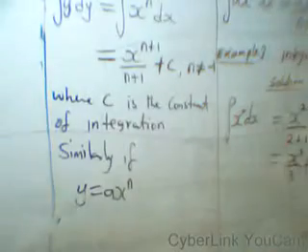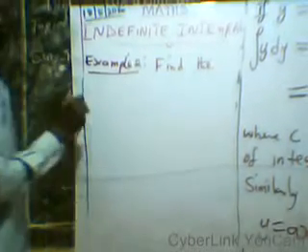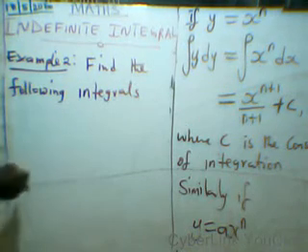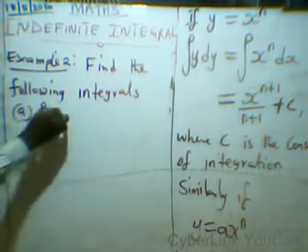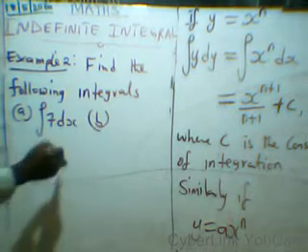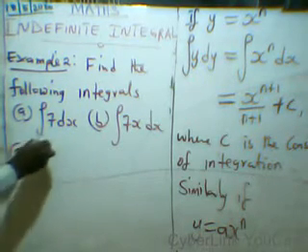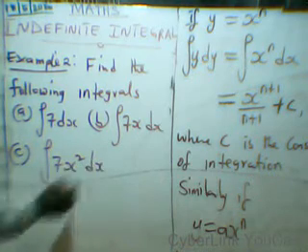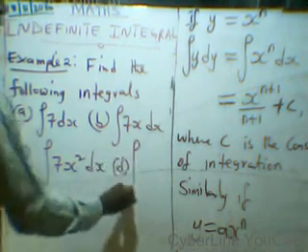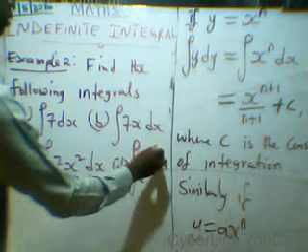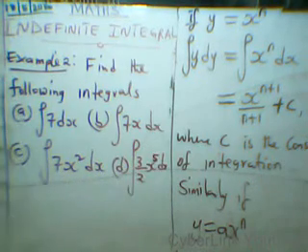Example 2 now. We are told to find the following integrals. A, integral of 7 dx. B, integral of 7x dx. C, integral of 7x squared dx. Then D, integral of 3 all over 2 x raised to power 5 dx. So these are the integrals we have to evaluate.